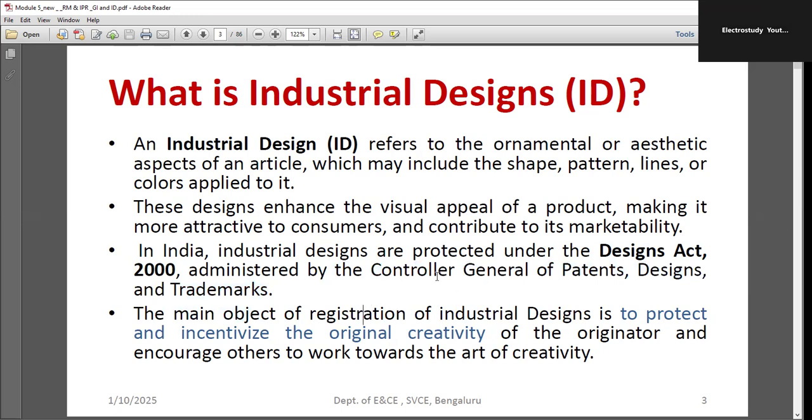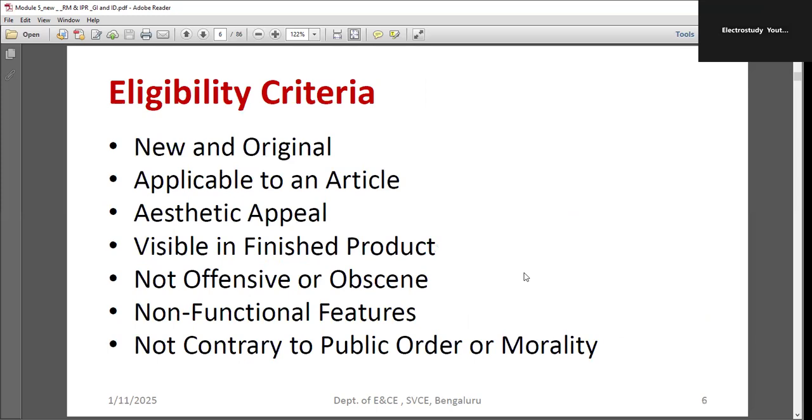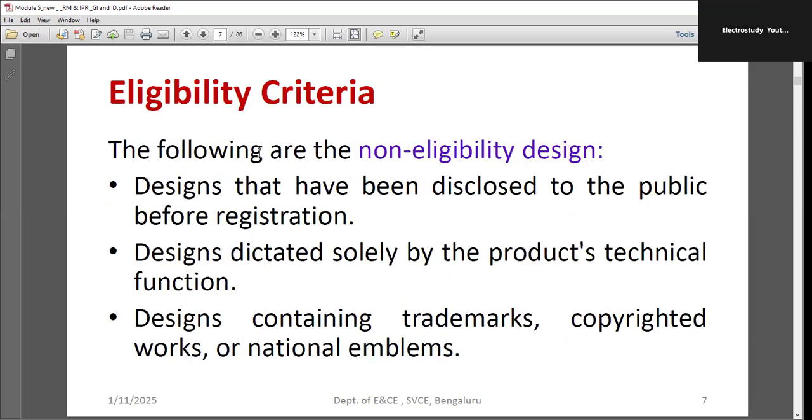It will highlight the originality as well as creativity. Features must be new and original and applied to the product or an article. It should be product based. The purpose is to protect the unique visual elements of products and prevent unauthorized copying or imitations. Eligibility criteria also I have mentioned.